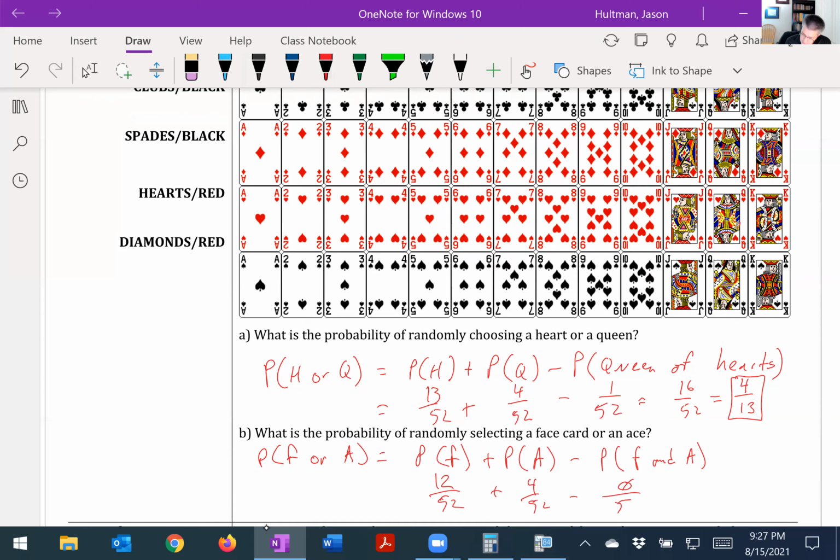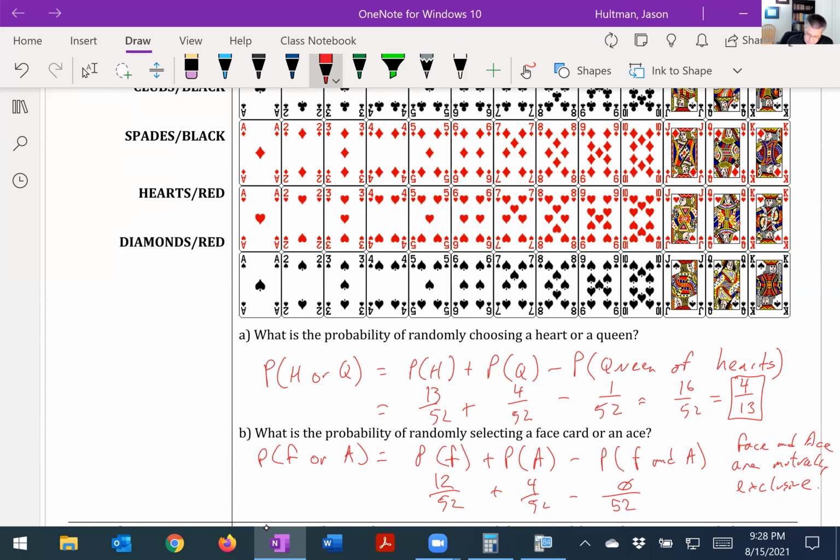You can't be a face card or an ace at the same time. You have to choose. Okay, so we say that those are mutually exclusive, because there's 0. Face and ace are mutually exclusive. Okay, it can't happen.